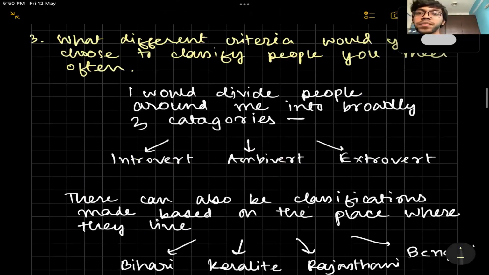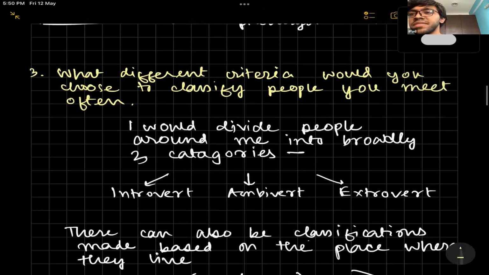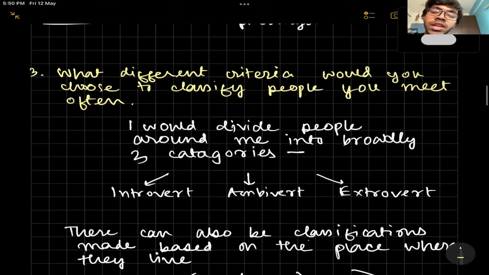Now the third question: what different criteria would you choose to classify people you meet often? This is not actually an academic question. This type of question will not come in NEET, but it is fun to solve. Just imagine the people you see, like your friends or your parents or your teachers, and think about how you would classify them into different categories.